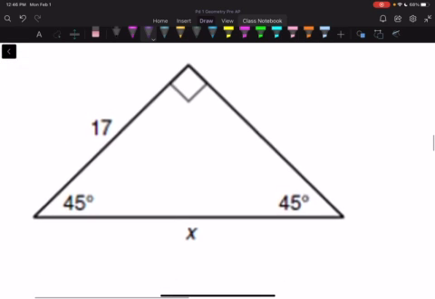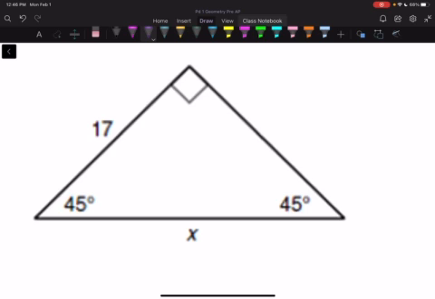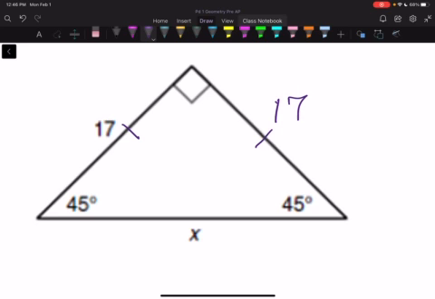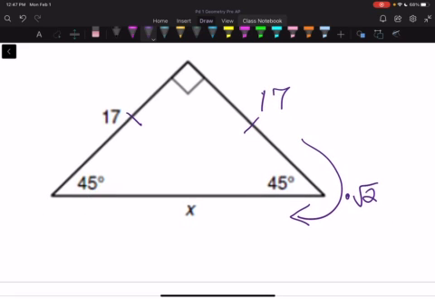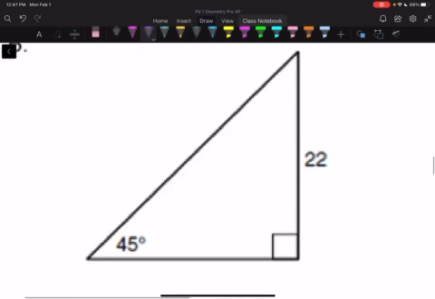So here's our first problem. We need to find the other leg and the length of the hypotenuse. So remember, our legs are the same. So since one leg is 17, the other one is 17. And to go from your leg to your hypotenuse, you're going to multiply by the square root of 2. So the length of the hypotenuse is 17 times the square root of 2. Same thing here. We're given a leg is 22, so the other leg is 22. And to go from leg to hypotenuse, we're multiplying by the square root of 2. So it's 22 square roots of 2.